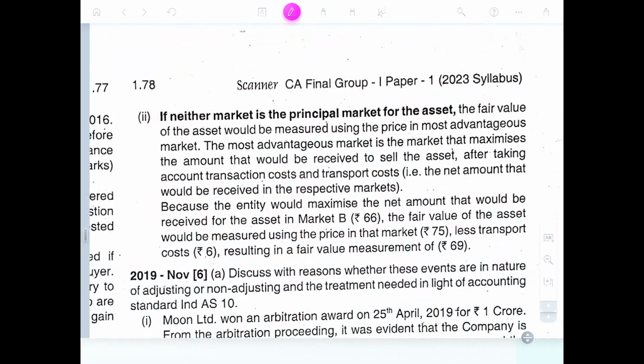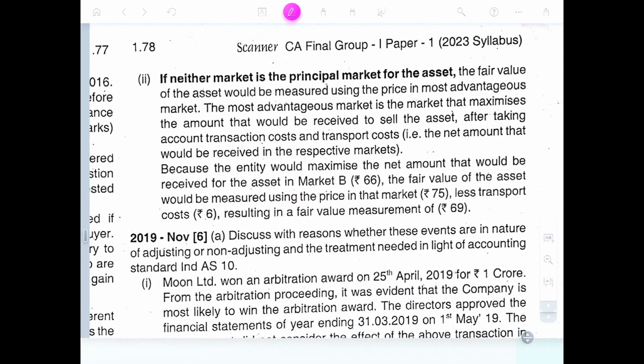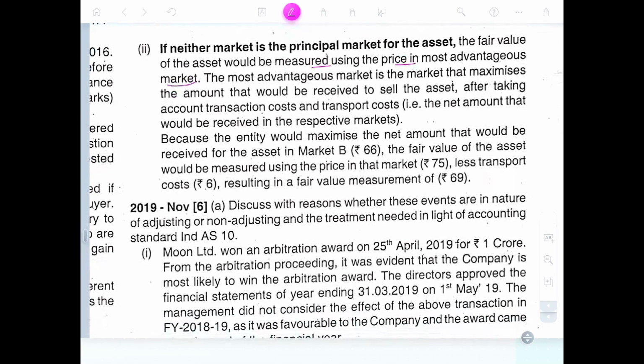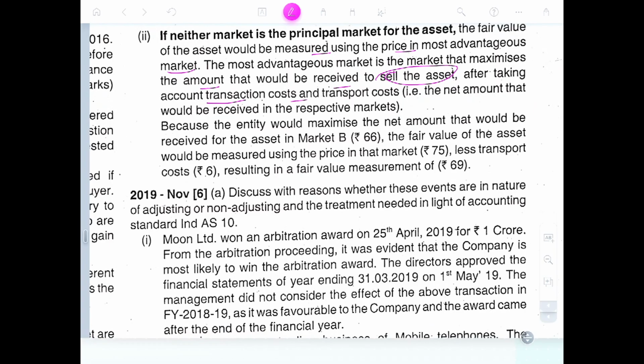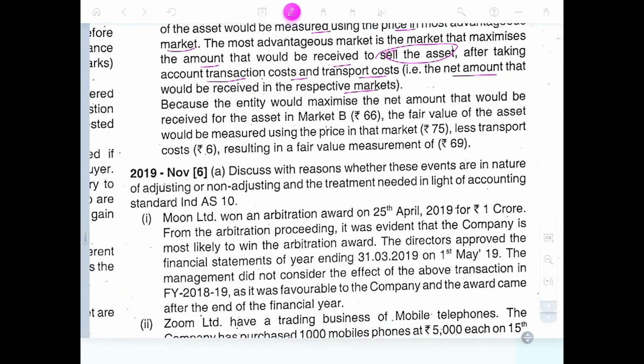If neither market is a principal market for the asset, the fair value of the asset would be measured using the price in the most advantageous market. The most advantageous market is the market that maximizes the amount that would be received in selling the asset, after taking into account transaction cost and transportation cost. That is the net amount that would be received in the respective markets. Because the entity has the maximum net amount that would be received in market B.